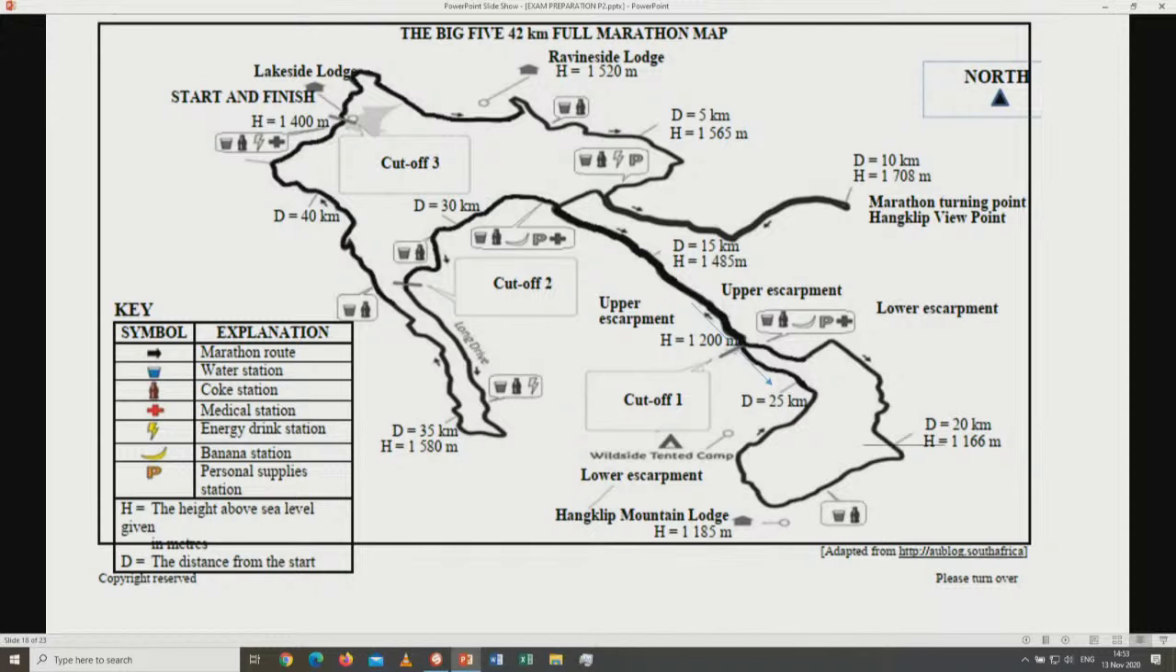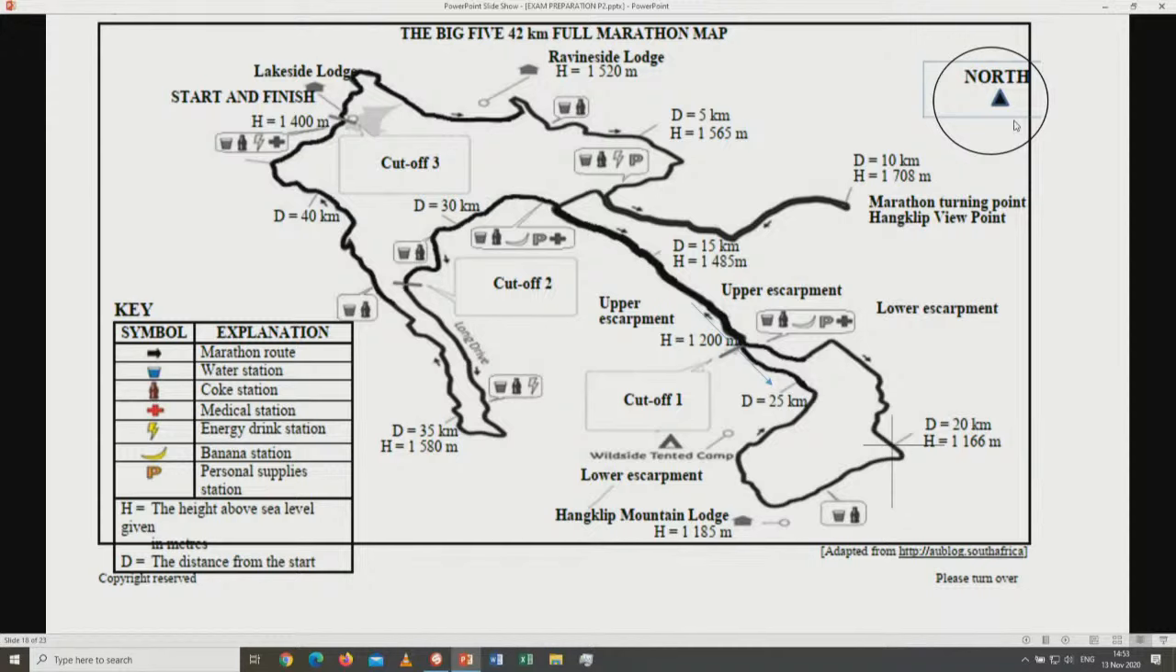So what I do is I construct a little axis there. There at that point is the 20-kilometer mark. Then I make sure that I find north on this map. North in this case is in that direction. In Grade 12, it's very possible that north can also be pointing downward.